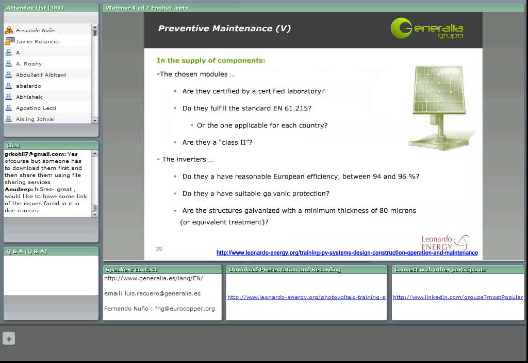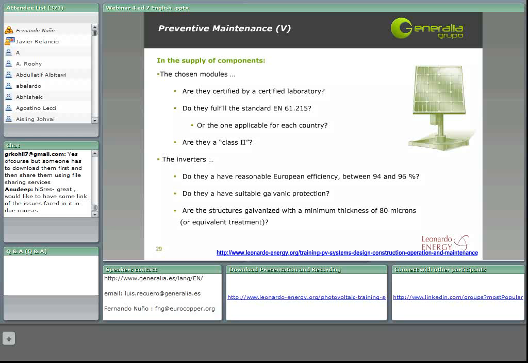Then, for the inverters, we have to answer only two questions. First, we have to check that they have a reasonable European efficiency, which may be between 94 and 96%. As we have insisted during the last webinars, we have to check that we are verifying the European efficiency instead of the normal efficiency, as the European efficiency is the one that depends on the load that we have on our inverter.